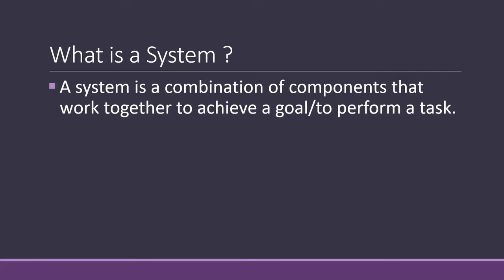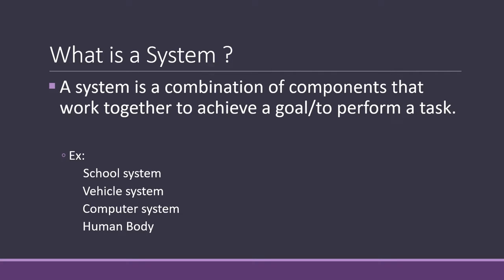A system is a combination of components that are working together to achieve a goal or to perform a task. When we consider a system, we can say it has three characteristics: the system should have some items which are interrelated, so they are connected to each other, and they should also have a task or a goal to perform. Examples include a school, vehicle systems, computer systems, and the human body. These are a few examples.